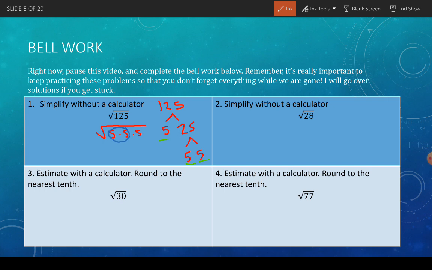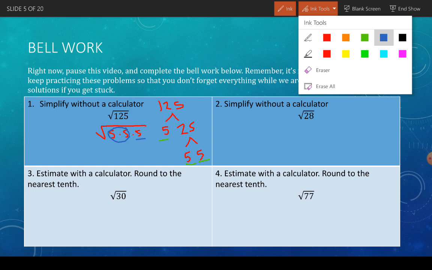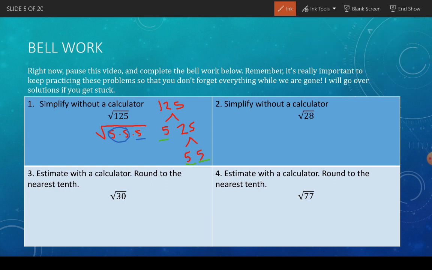So there's one pair of 5s and then one single 5. The pair of 5s comes out as one 5. So we'll have one 5 on the outside, and the 5 that did not have a pair would just stay under the radical. Okay. Number 2, simplify without a calculator, the square root of 28.